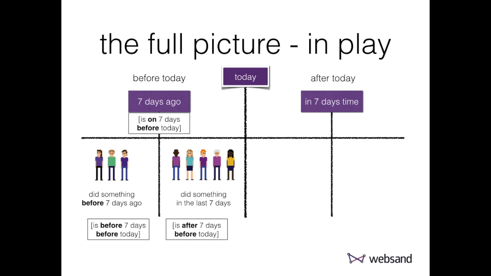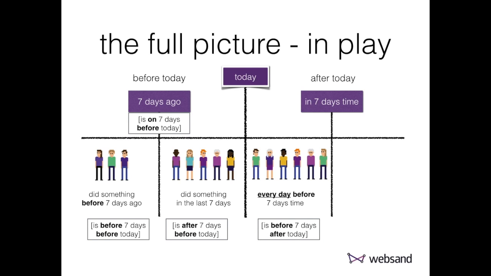If we're looking at days in the future, same thing applies. Just bear in mind that when you put a rule around a day in the future, it's going to pick up everybody before that day in the future. So in this case, it's before 7 days after today. So that line in the future, it's before that.